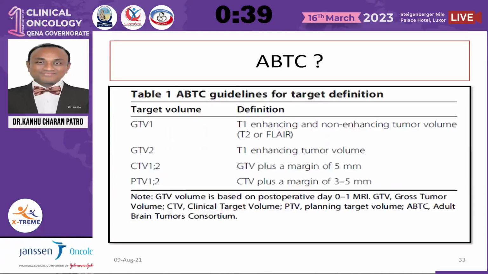Thank you very much. Before completing, there is the Adult Brain Tumor Consortium guideline where GTV to CTV is a 0.5 margin, but is it correct? Whether we should adopt the ABTC guidelines, the Adult Brain Tumor Consortium guideline, we should not jump, we should not go except now. Let's wait for some time whether to adopt the ABTC guidelines or not.